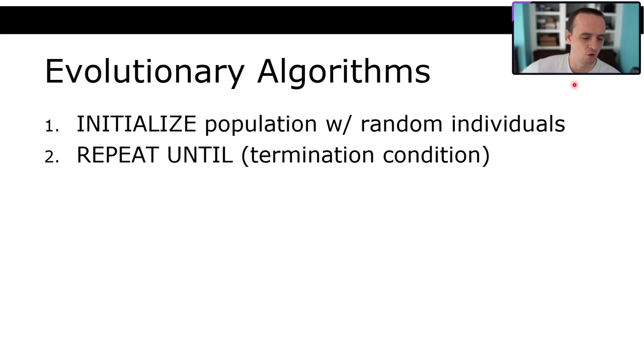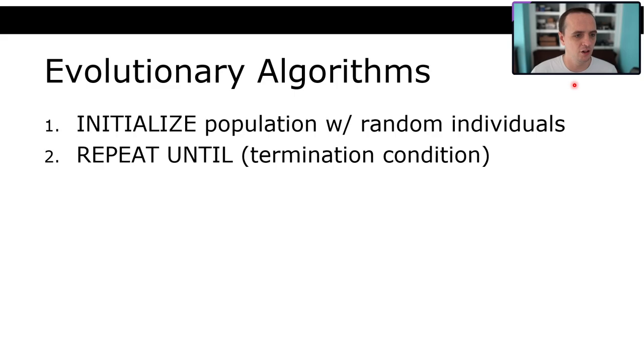But another termination condition is if you know the maximum possible fitness. So for example, the scheduling one, if something has no conflicts, it's a perfect schedule. So keep going until you have a perfect schedule could be another termination condition. But that's our while loop that we're going to use.